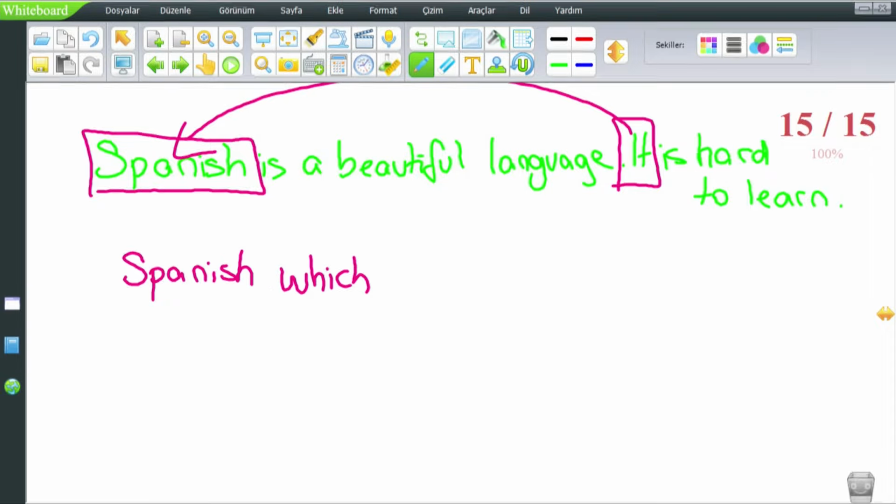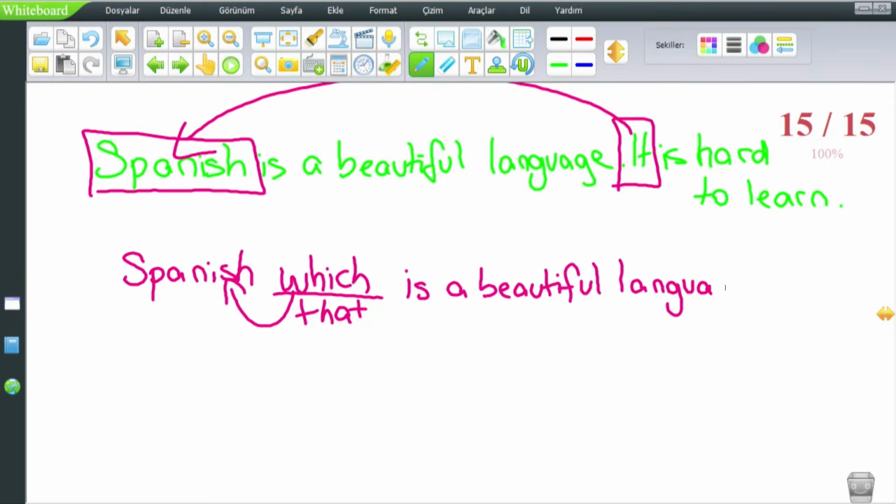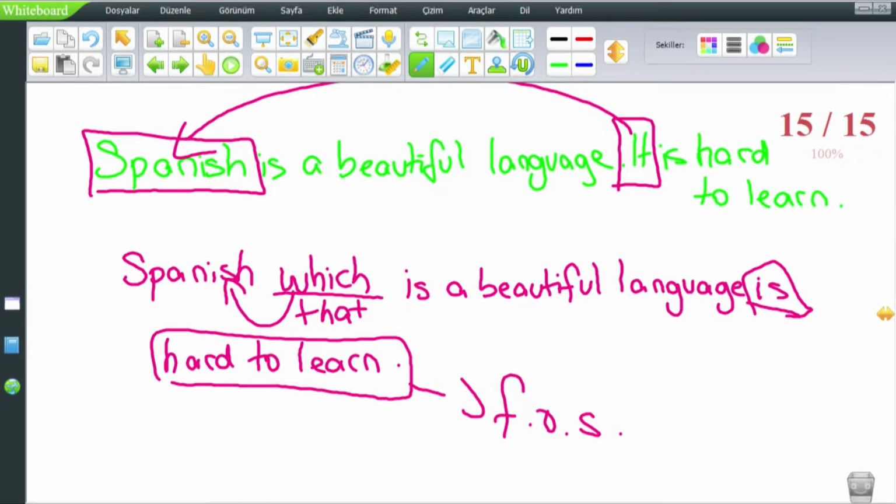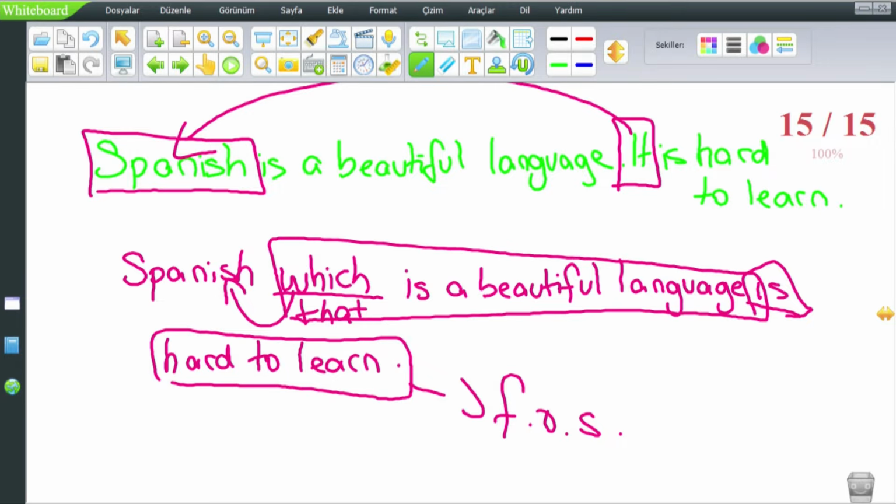Spanish, which, or that, right after the name that I'm describing, I'm defining, which is a beautiful language, is hard to learn. This is my main clause, the focus of the sentence. And here is my extra information or defining relative clause, which works like an adjective in this sentence.